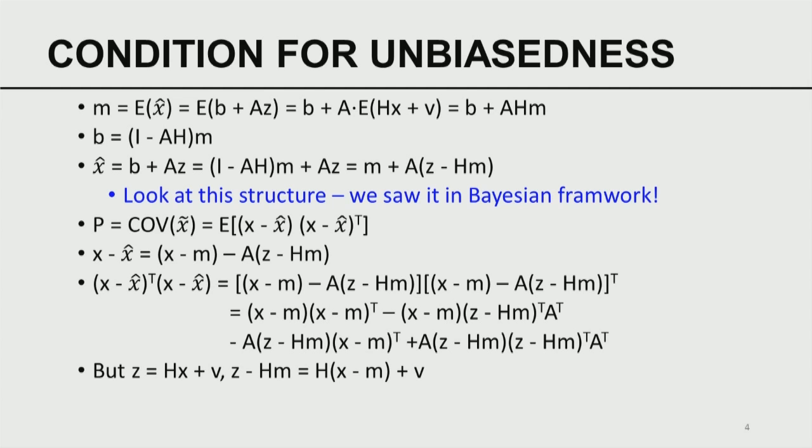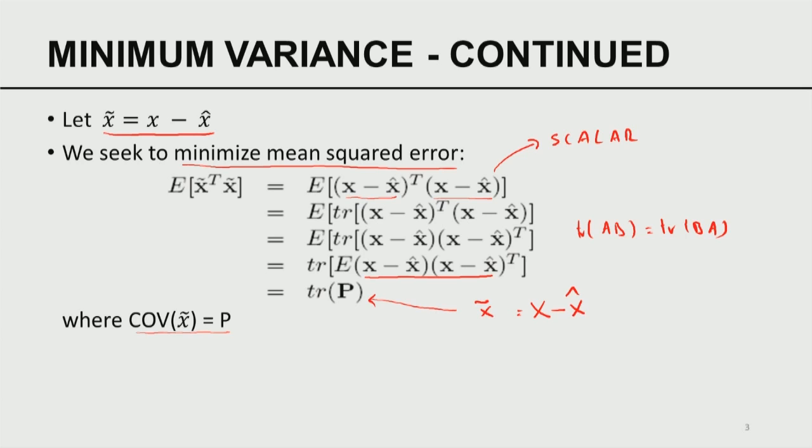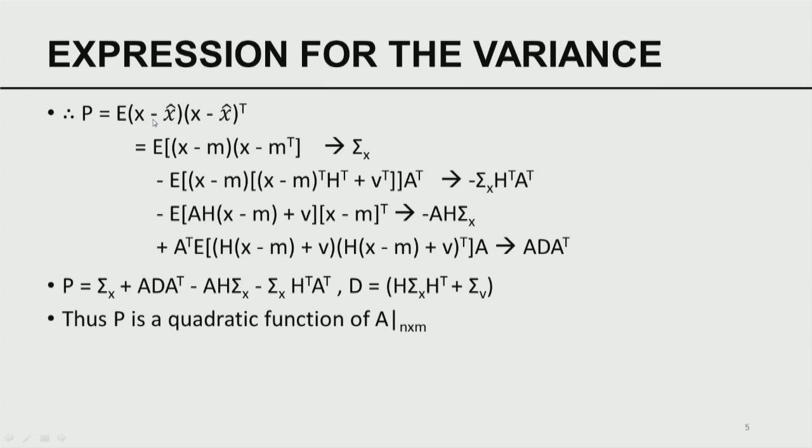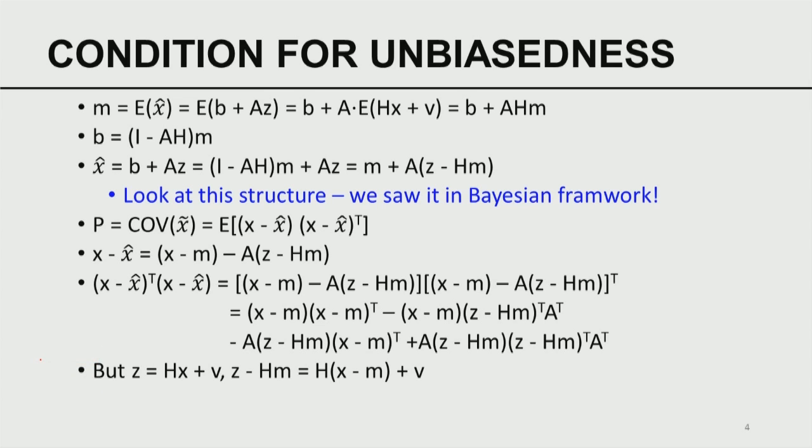So now, having explained what it is that we are looking for, we are going to go back to the expression. Now please remember, x hat is the estimate, x hat is equal to B plus A z. Let m be the mean of the estimate, so m is equal to E of x hat. E of x hat is equal to the expectation of B plus A z, B is a constant, z is equal to Hx plus v. So I can substitute z equals Hx plus v, A being a constant, H being a constant, I can pull them out.